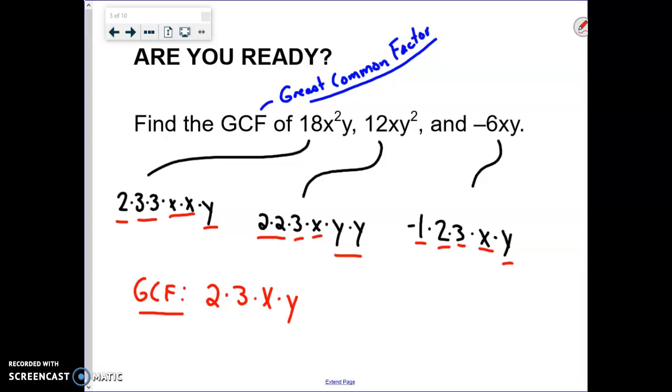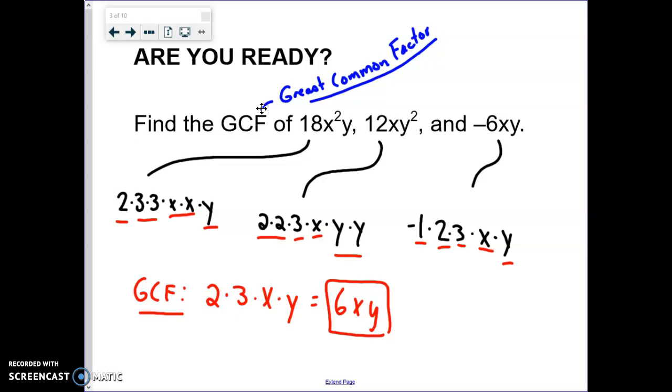Now, if they all had 2 factors of y, then we'd put a y times a y down there, but they all have just a single factor of y in common. So if we simplify that, the greatest common factor is 6xy. That is the largest factor that they all have in common, a 6, an x, and a y.